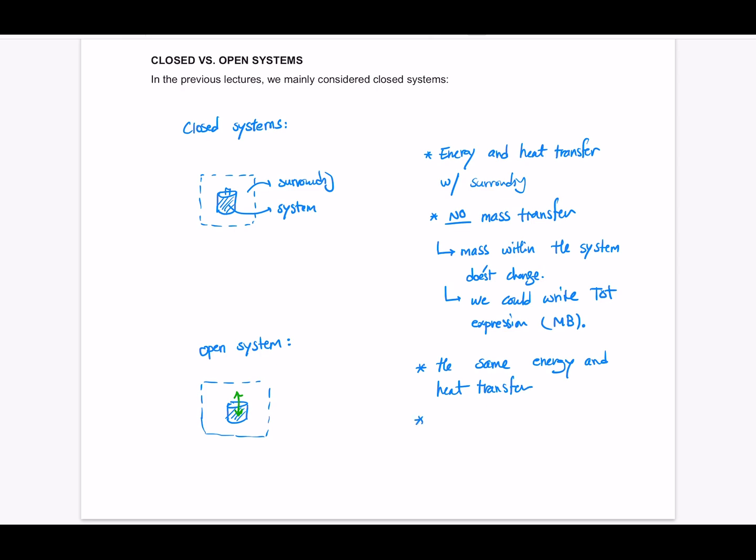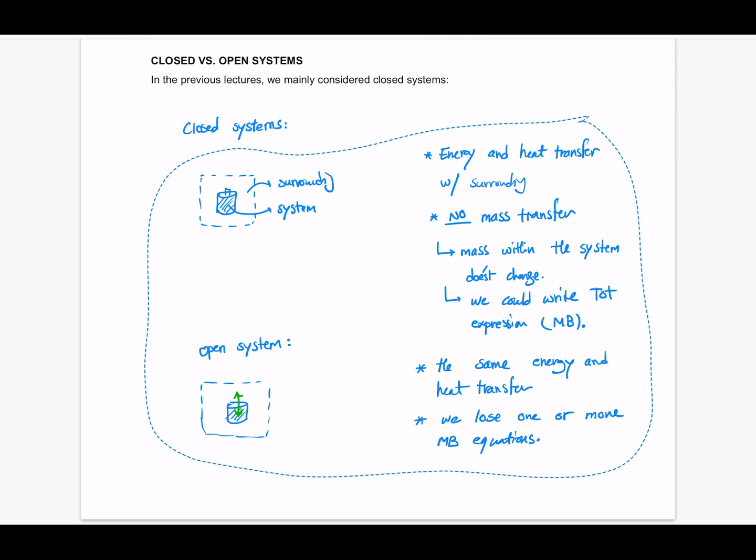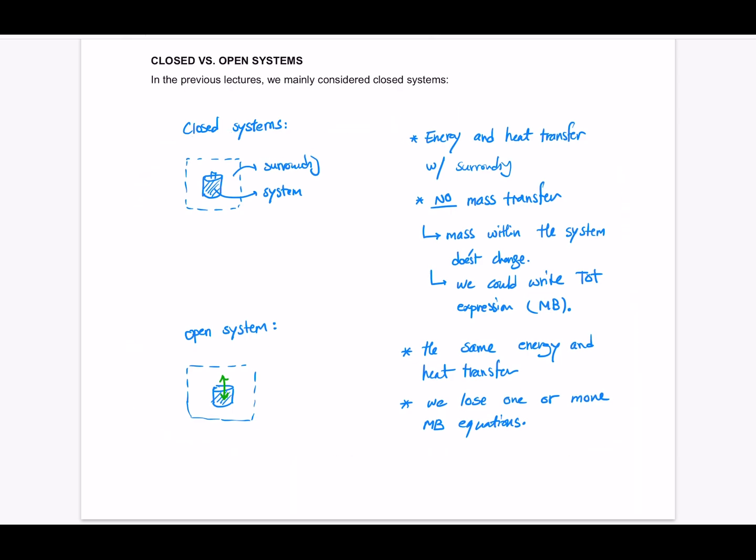So here, depending on what kind of exposure we have or what kind of exchange we have, we may lose one or more of the mass balance equations. This is very critical, because if we lose one equation, that means we have one less equation to solve for all the unknowns.